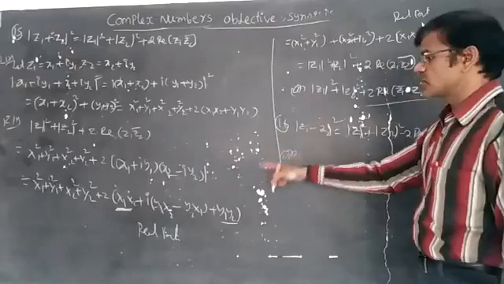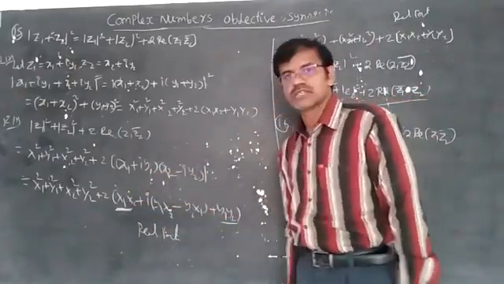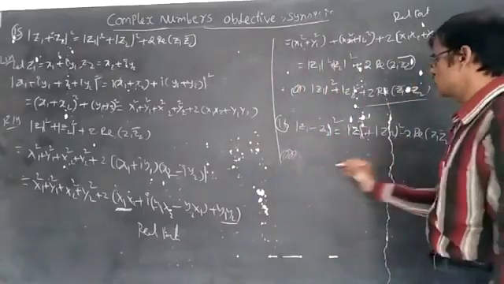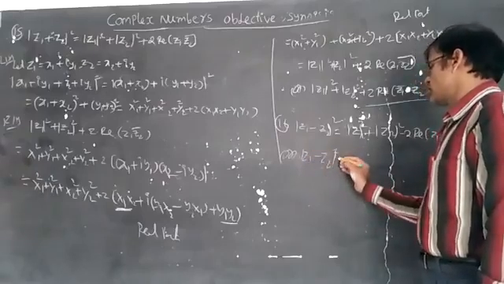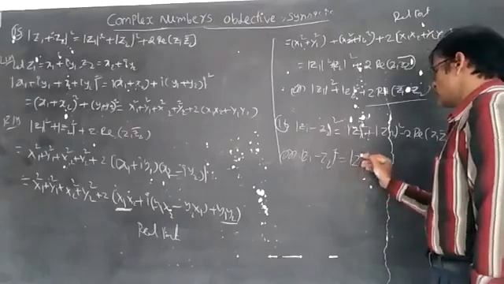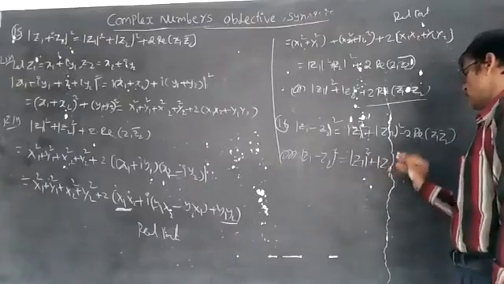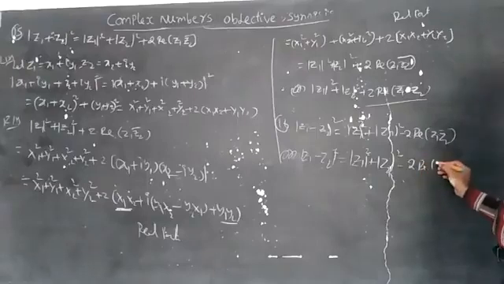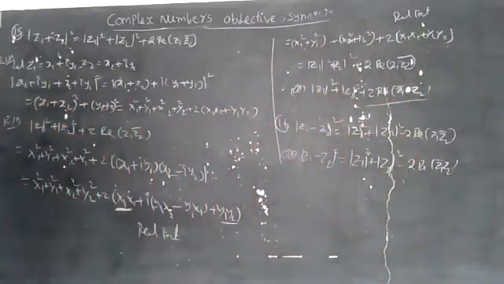Using the same concept, with (x1 + i y1) and (x2 - i y2), you will get 2 Re(Z1 Z2 bar), here with a minus sign. So you need to remember the formula |Z1 - Z2|² = |Z1|² + |Z2|² - 2 Re(Z1 bar Z2), or Z1 Z2 bar. Similarly, you can prove this one.